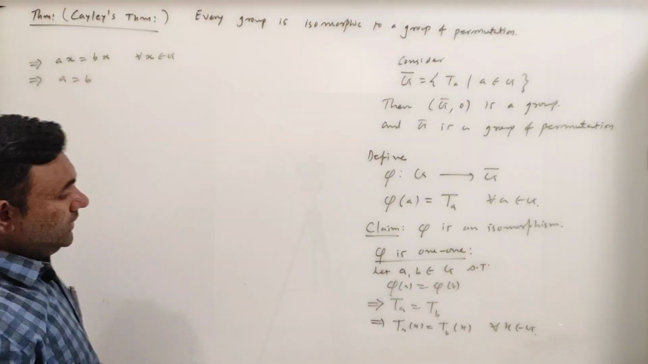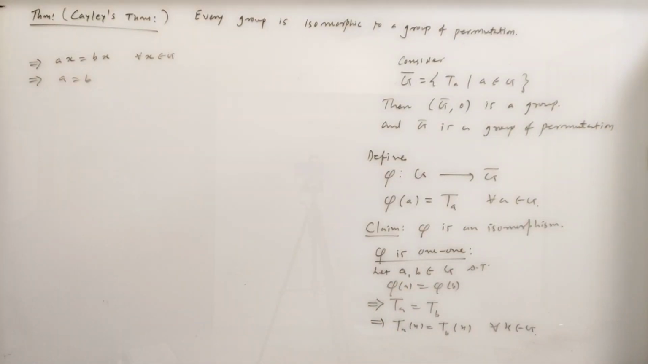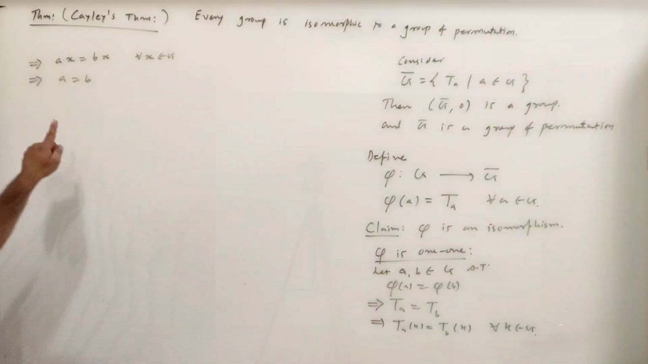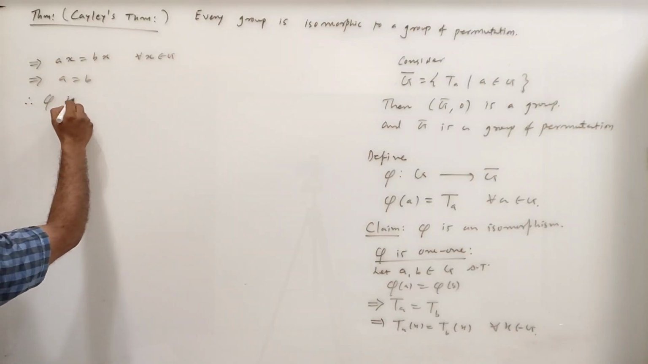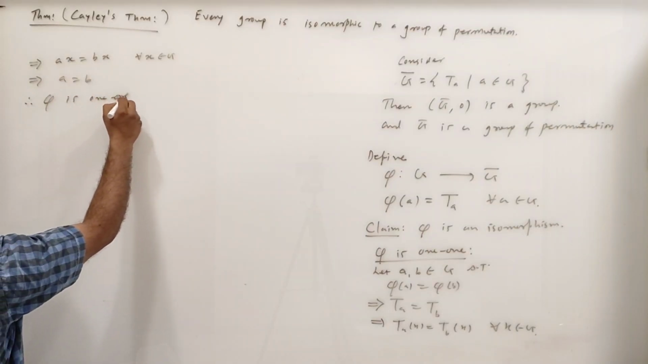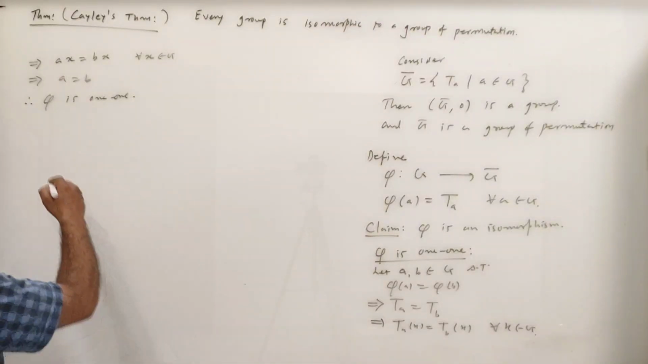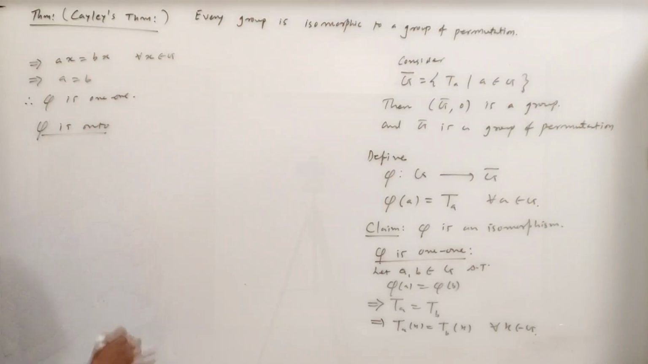So phi A equal to phi B implies A equal to B. So therefore phi is 1-1. Now I want to prove phi is onto. It is clear. Phi is onto. It is clear by definition.